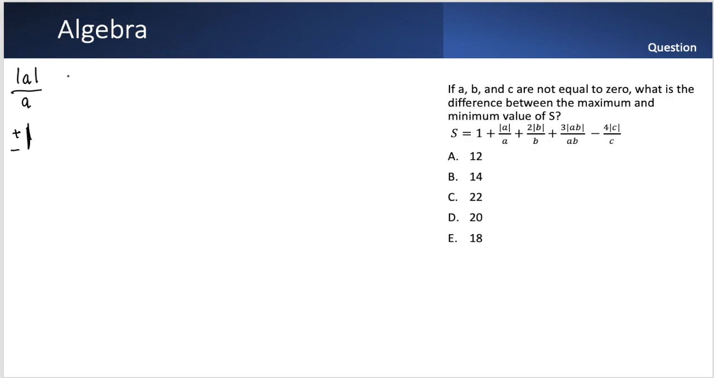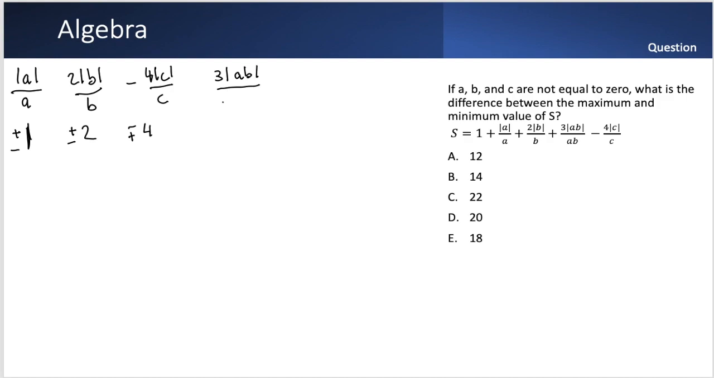So the second term, 2b over b, is very similar. And so it will be plus or minus 2 because either we divide 2b by b or 2b by minus b. Let's skip the next one, let's go to the last one, which is minus 4c over c. Very similar, only there's a minus sign, so let's say in this case it is minus or plus 4.